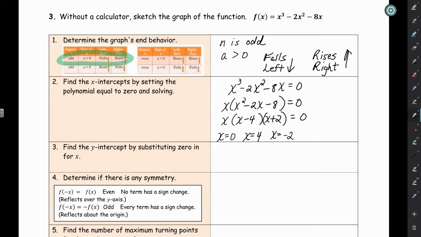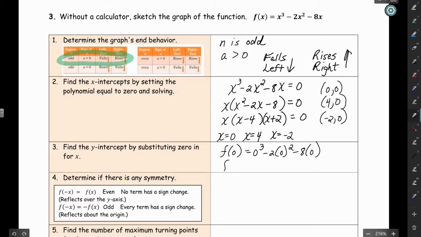So that means we have 3 coordinates here. We have (0, 0). We have (4, 0). And we have (-2, 0). To find the y-intercept, we're going to substitute 0 in for x. We end up with the y-intercept at (0, 0). So we have an x-intercept and a y-intercept at (0, 0).